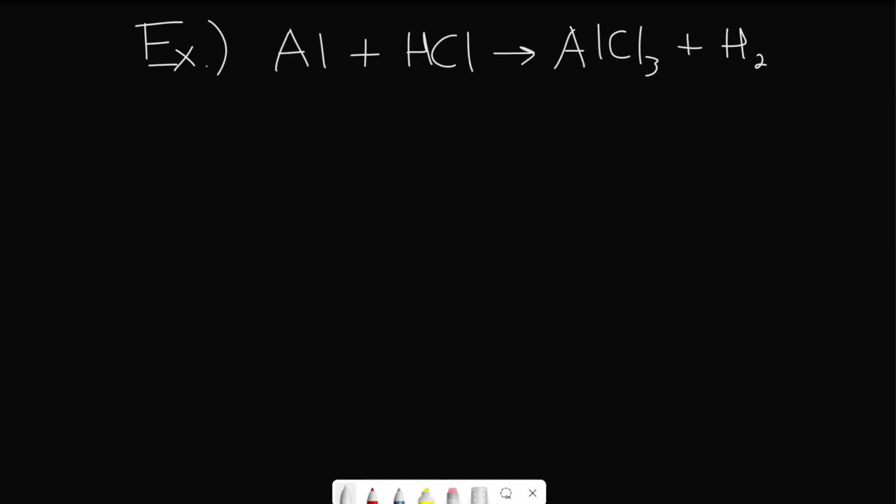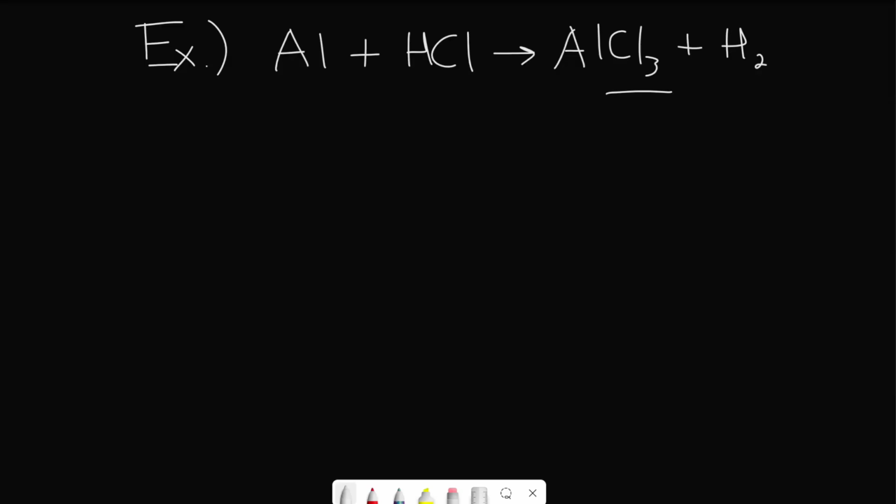So where should we start to balance this? Well, it looks like the aluminum is even on both sides. There's only one. If we move on to hydrogen, we notice that there are 2 hydrogens in the products and 1 hydrogen here. So we might possibly want to balance that by putting a 2 in front of HCl, but we'll hold on that for a second. And the other thing that we notice is that there are 3 chlorides in this ionic compound here. So it puts us in sort of a dilemma.